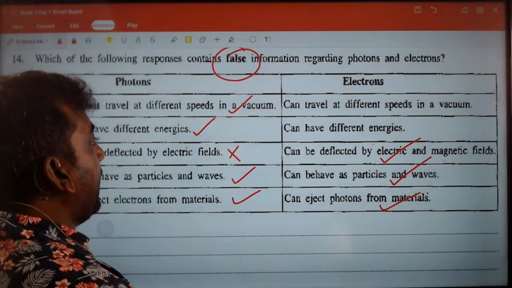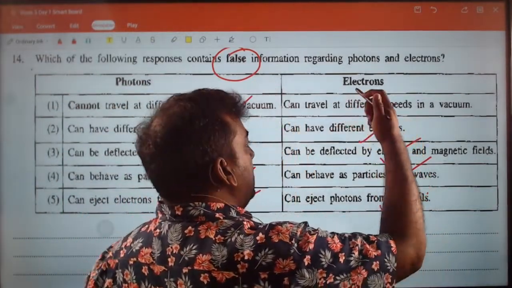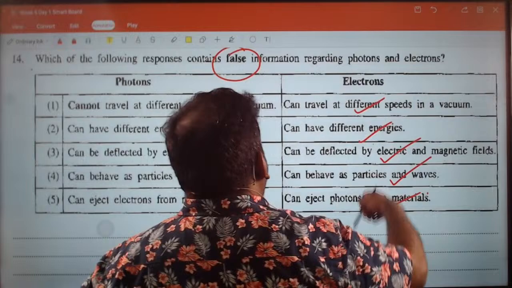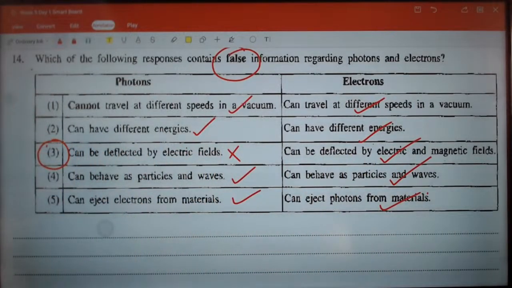Can have different energies. Yes, depending on the potential difference, kinetic energies will change, field will change. So one mistake is there only in answer number 3.